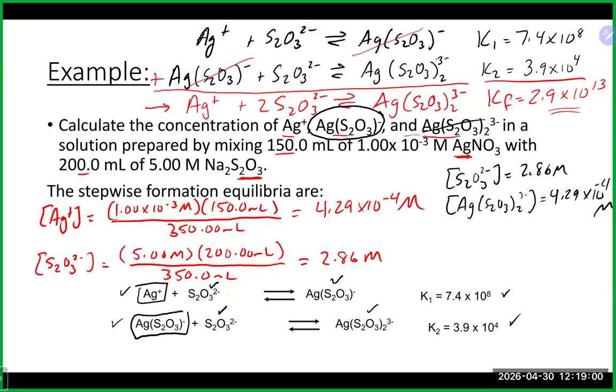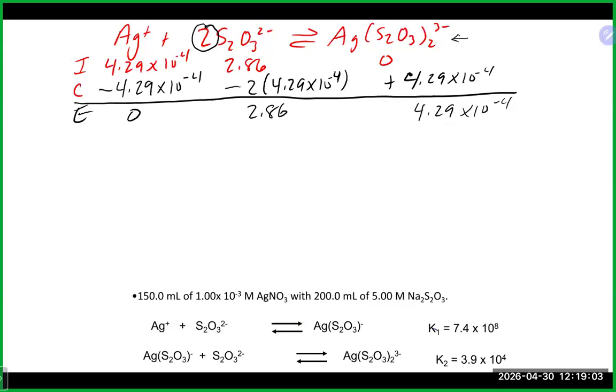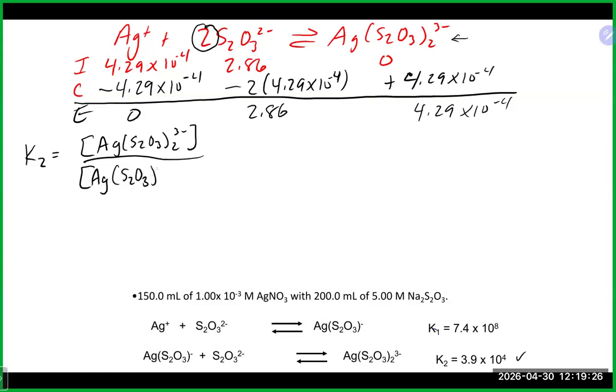So I am going to use the K2 expression down here to do that. And that means if I write my K2 equilibrium expression, it is the concentration of my complex ion divided by my concentration of that intermediate guy that I'm looking for, and my ligand there. And that's going to equal my K2 value that was on the previous page and on the bottom, 3.9 times 10 to the fourth.